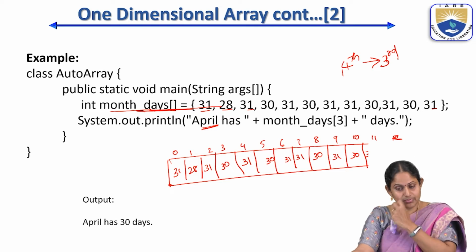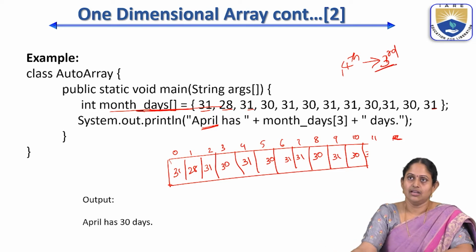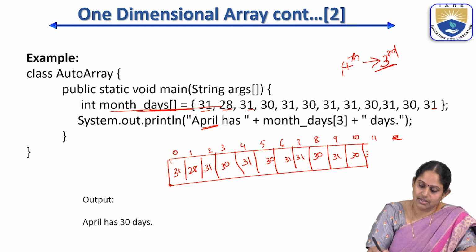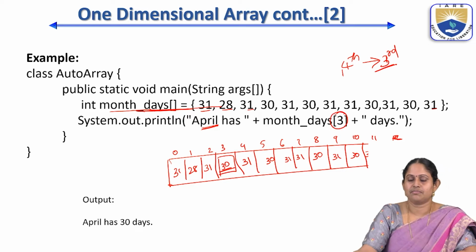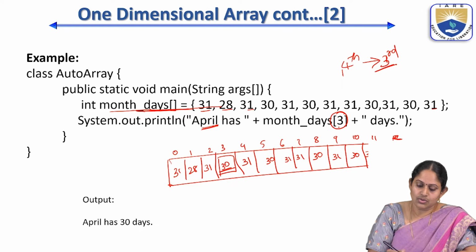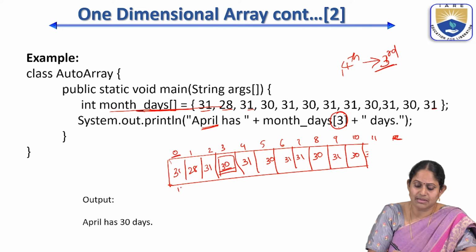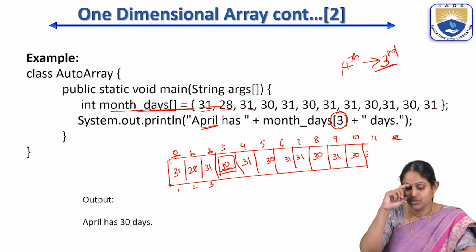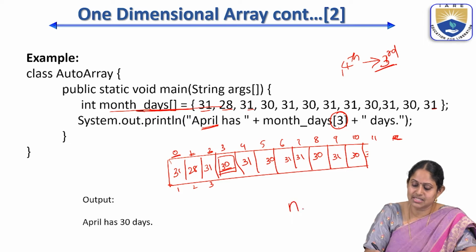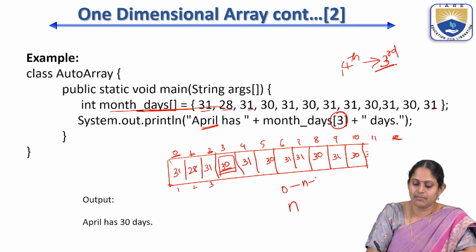It will be at the index location 3. This is the value of the April month, and that is why we have to access it with the value 3. Since indexing starts from 0, the first element will be indexed as 0, the second element with 1, the third element with 2, likewise. So if there are n elements, then the index ranges from 0 to n minus 1.